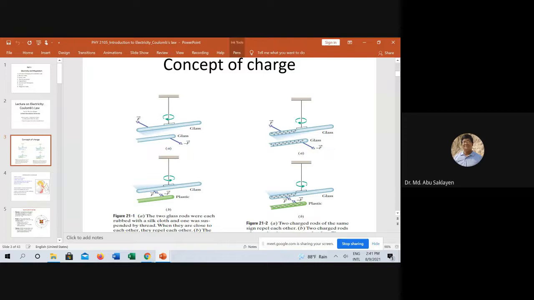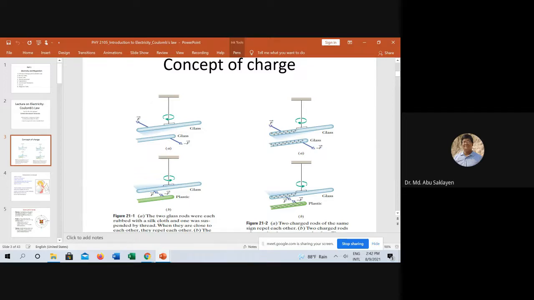But if you rub both glass rods with a silk cloth and bring them nearer, you will find one rod repels another. It's a surprising event, right? Because before rubbing with silk cloth, there is no action between them.